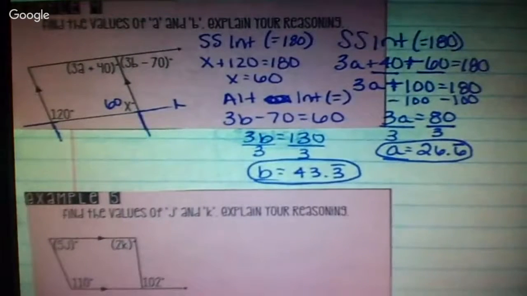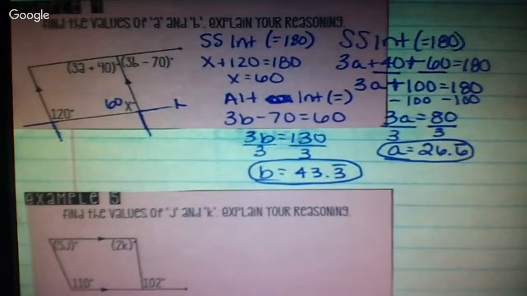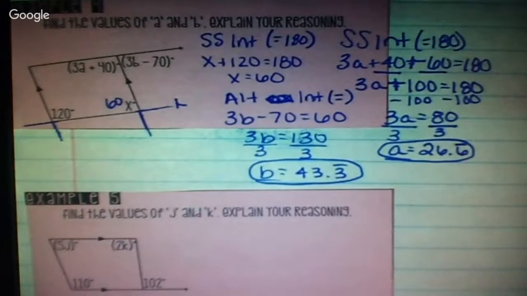Do we keep it as a decimal at all times, right? Or do we just round it down? Keep it as a decimal.